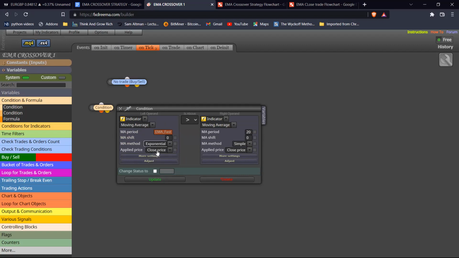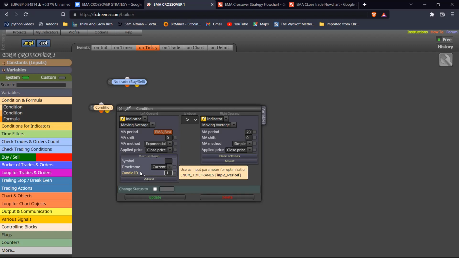Now, the method is the exponential moving average you want to use. So you select exponential. You also want to use the close of the candle. Now, under more settings, the candle ID that we are trying to reference is 1, right? So what that means is we're looking at the current candle. It is checking the current candle, not the previous candle, not the 10th previous candle, not the next candle, the current candle. And the time frame we will leave as current.